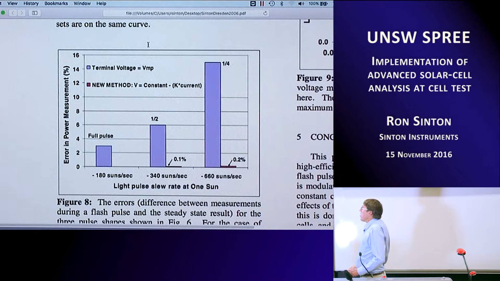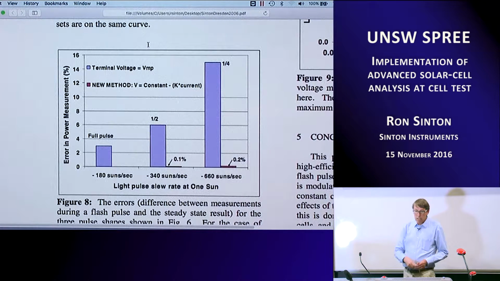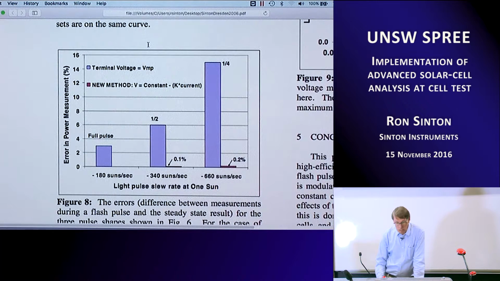And so this trick was novel in 2006 when I presented this paper, but now you'd have to call it the conventional method in the sense that all of the modules that have been tested, over 20%, so about 6 gigawatts of modules, have been tested using this technique. So it really is the incumbent technology for high efficiency cells.